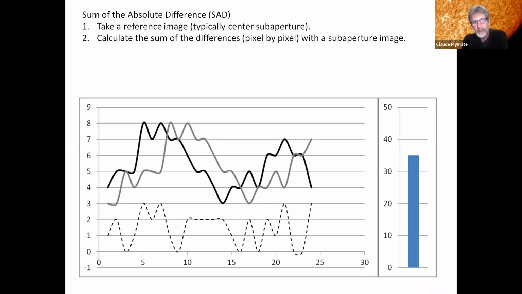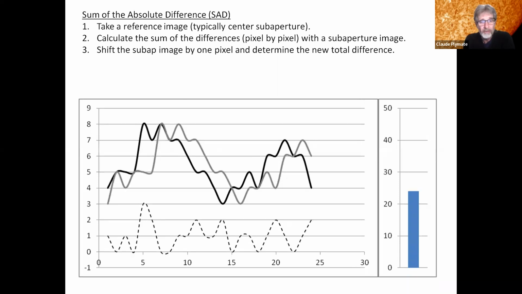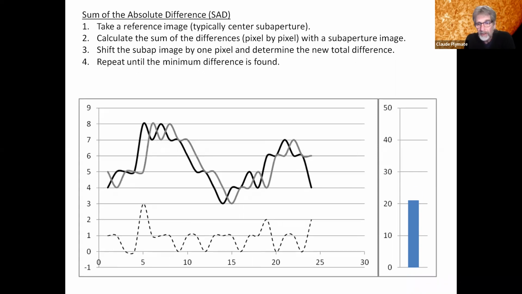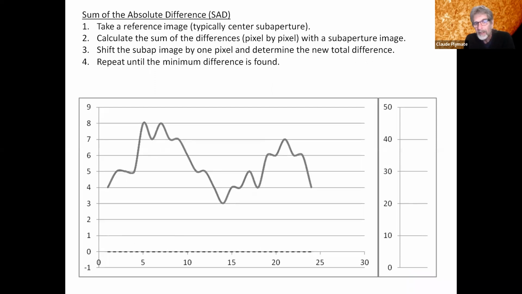Now, mathematically, let's shift that subaperture over 1 pixel and repeat the process. Sum up the difference between them, pixel by pixel across there, and we come up with a value. In this case, it looks like 24 maybe. Shift it again, and we come up with a total of 21. And at the point that those 2 images overlap, we go to a minimum.